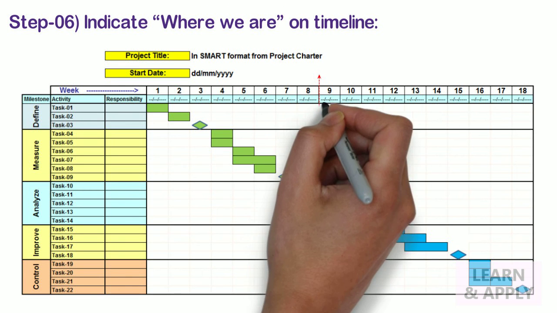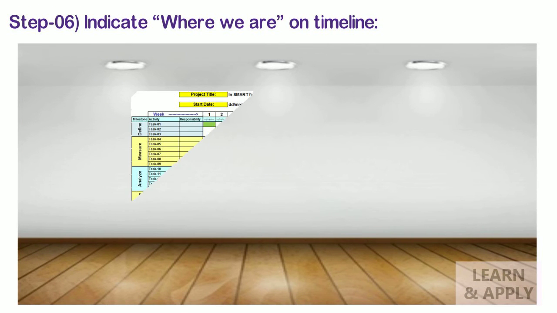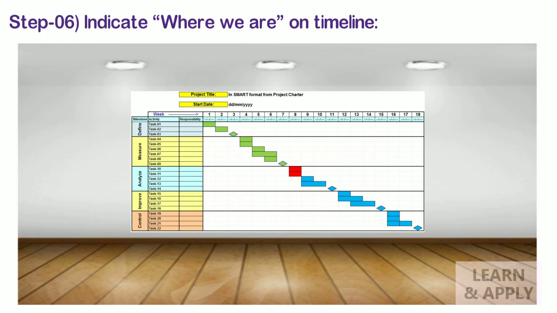Step 6. Indicate where we are on the timeline. Place a vertical marker to show where we are on the timeline. If the chart is posted on the wall, for example, an easy way to show the current time is with a heavy dark string hung vertically across the chart with 2 thumbtacks.